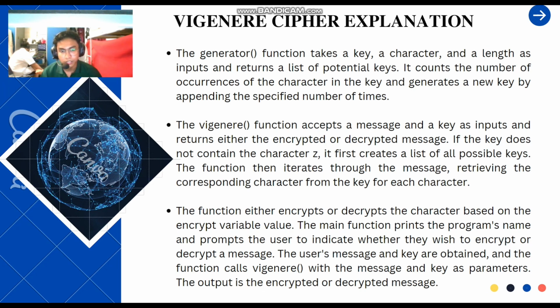The main function prints the program's name and prompts the user to indicate whether they wish to encrypt or decrypt a message. The user's message and key are obtained and the function called Vigenere with the message and key as parameters. The output is the encrypted or decrypted message.